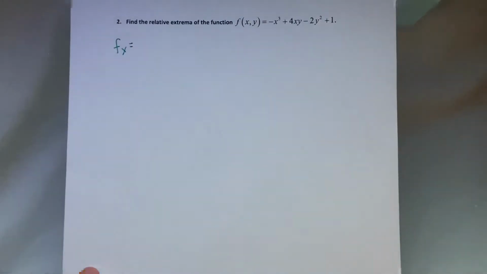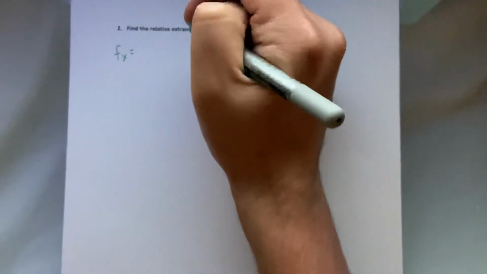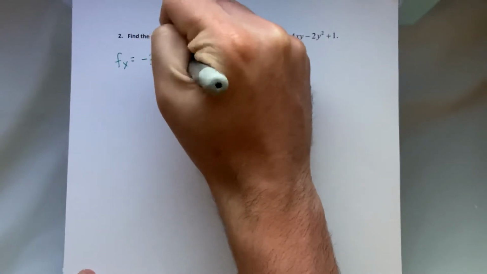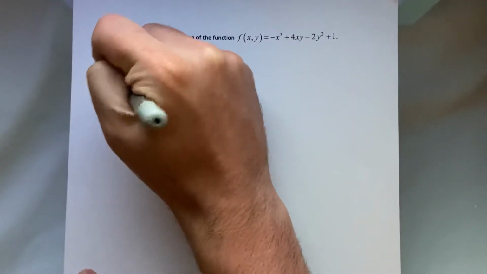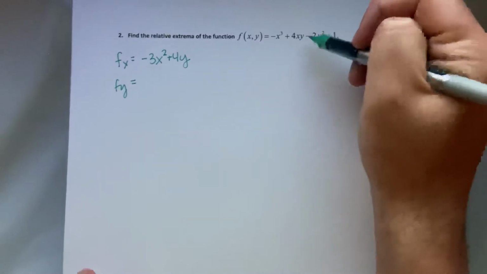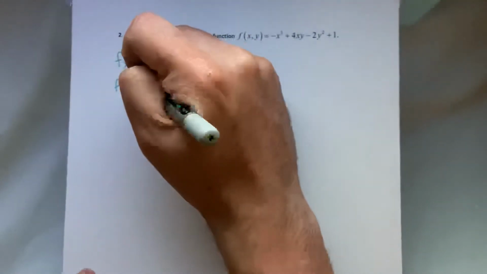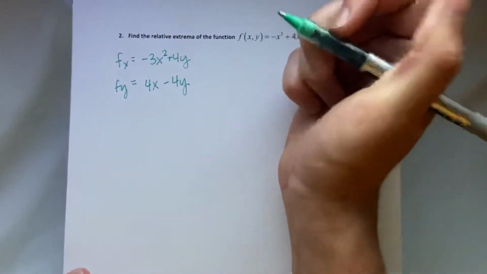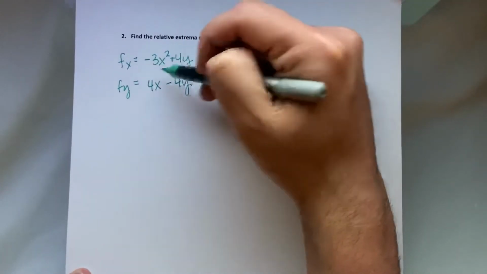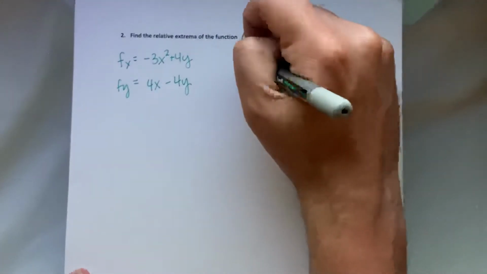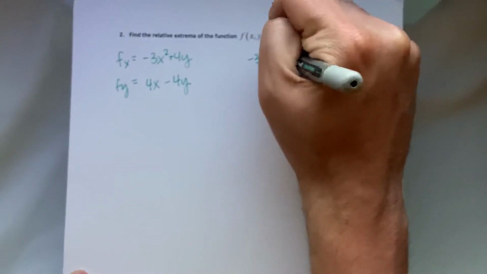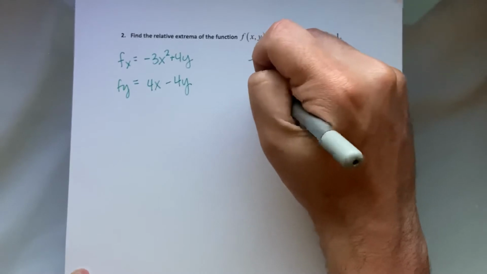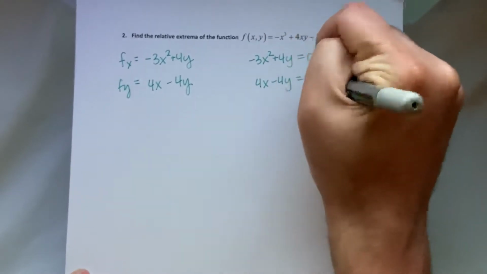The x partial derivative is negative 3x squared plus 4y. The y partial derivative is 4x minus 4y. So when does this happen? We've got the equation negative 3x squared plus 4y equals 0, and here we've got 4x minus 4y equals 0.